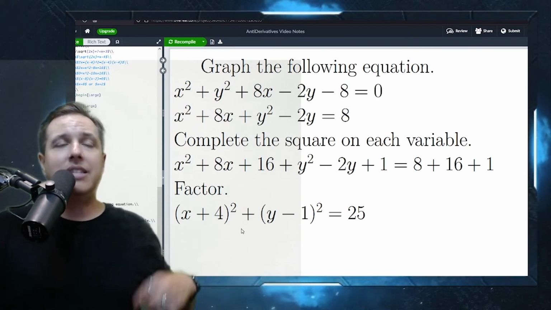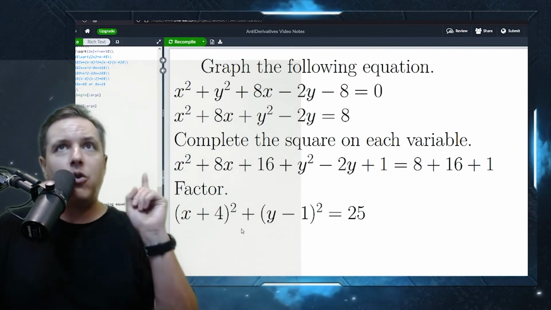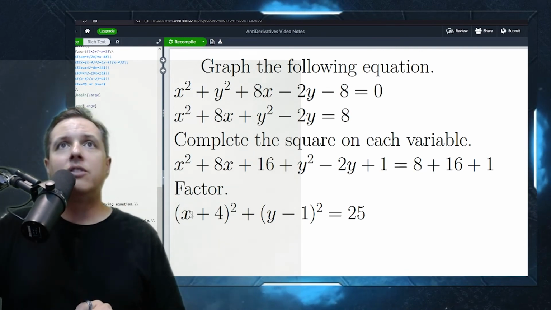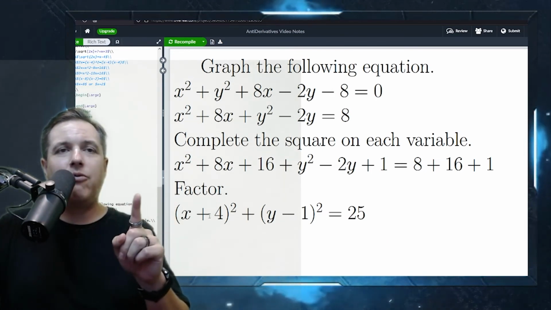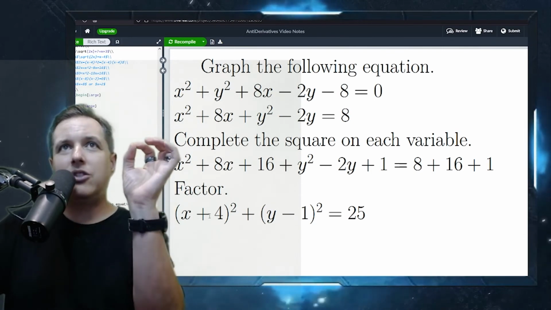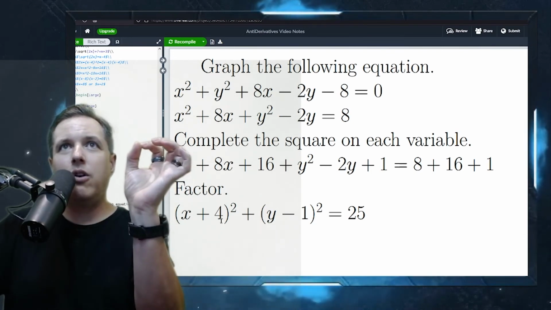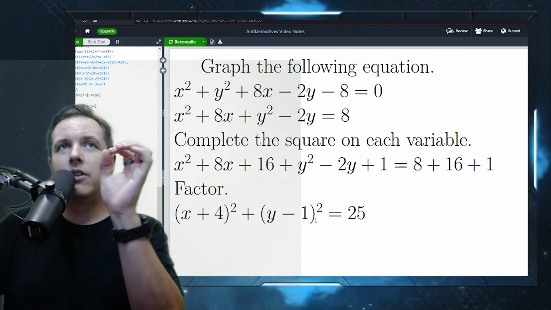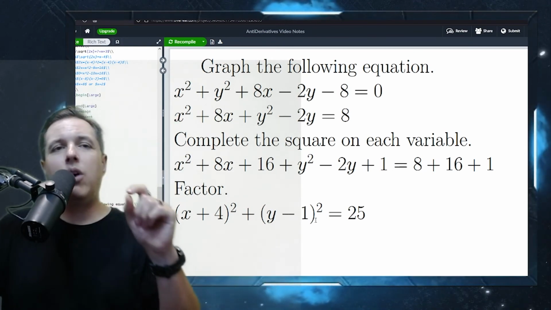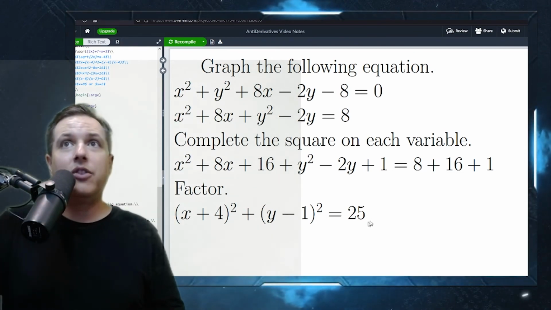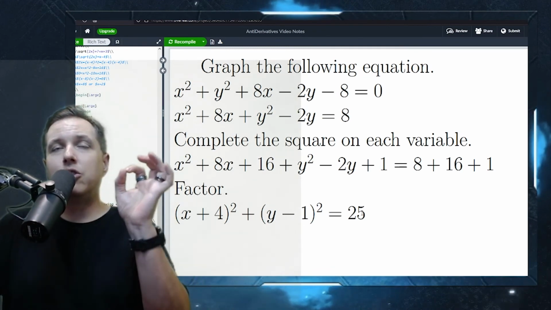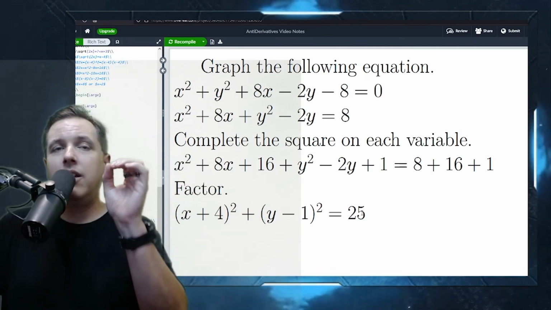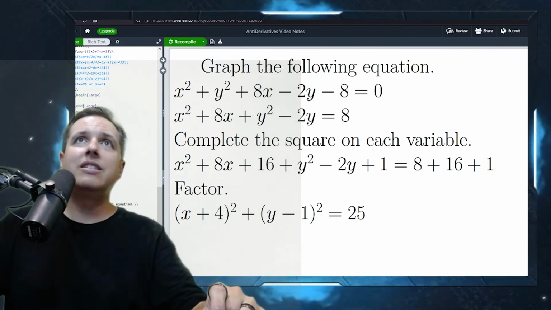And then I can see here, if we go back to our formula for circles, that tells us that, remember, we think of it as x minus. So if we think of this as x minus negative 4, that means that my center should be at negative 4, comma 1. So my center should be at negative 4, comma 1, and my radius should be the square root of this number over here, which is 5. So my center should be at negative 4, comma 1 with a radius of 5. Let's see if that holds up.